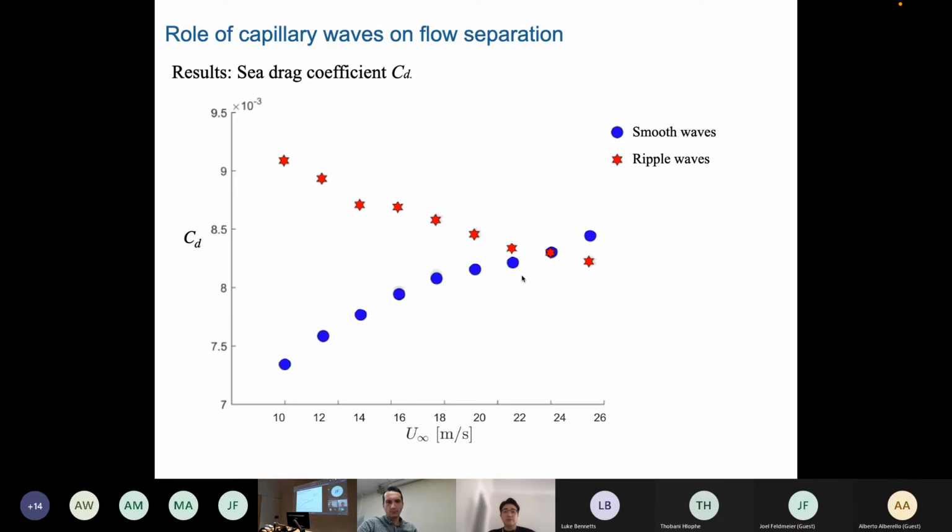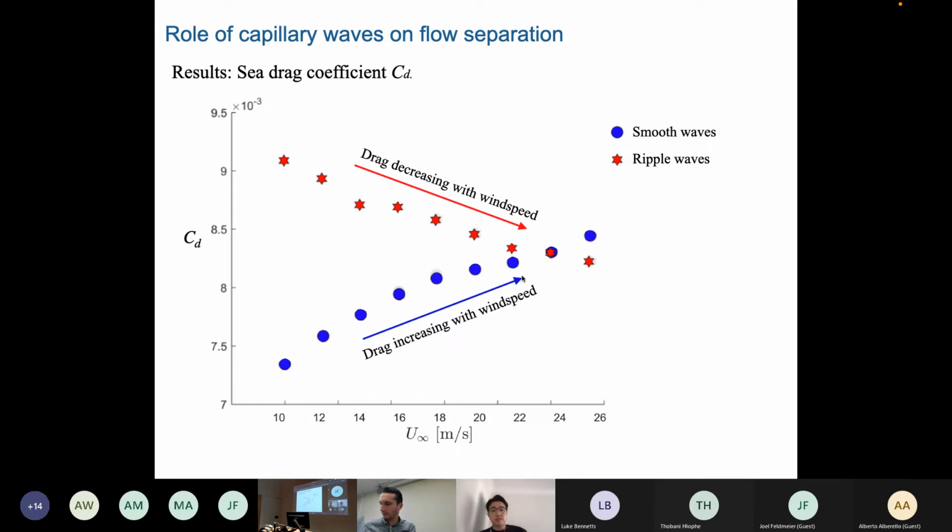So quickly, with the drag balance that was implemented in the wind tunnel experiment, we get the direct drag coefficient measurement as a function of wind speed for smooth waves and the ripple waves. Here, the blue circle indicates the smooth case, and the red star shows the ripple waves. With increasing wind speed, it is obvious that two opposite trends of drag coefficient are observed for the two cases. The smooth wave shows the drag increasing with the wind as the flow is more attached to the surface, whereas the ripple case shows a constantly decreasing drag coefficient with increasing wind speed as the flow separation consistently occurs behind the wave.